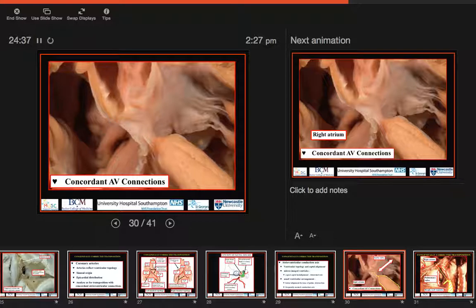And so we can illustrate the significance of atrioventricular septal alignment and malalignment if we look at a ventricular septal defect in the heart from a patient with concordant atrioventricular connections. So here we're looking at the right atrium, the aortic valve, and there is the membranous part of the ventricular septum.